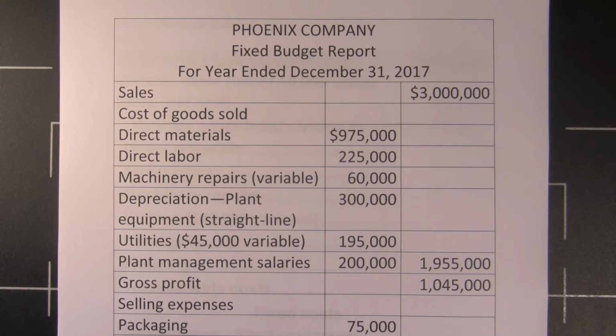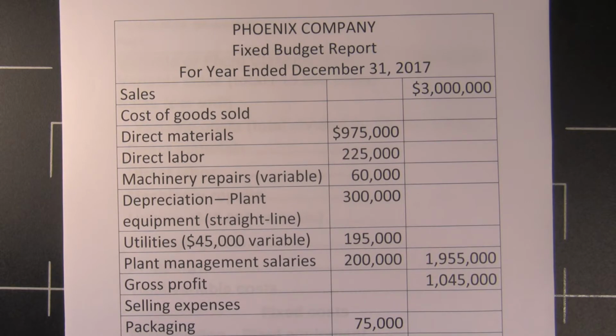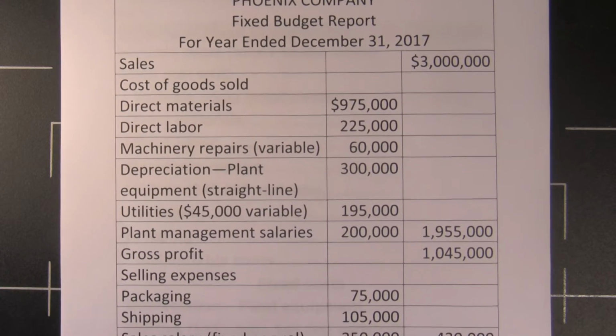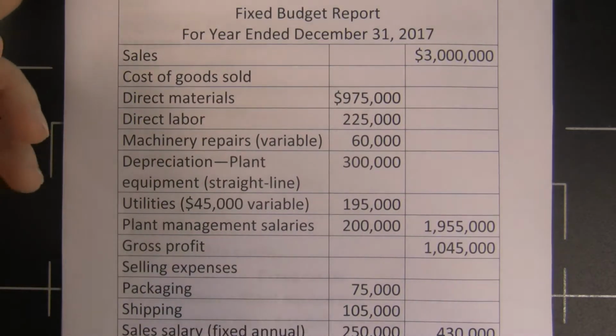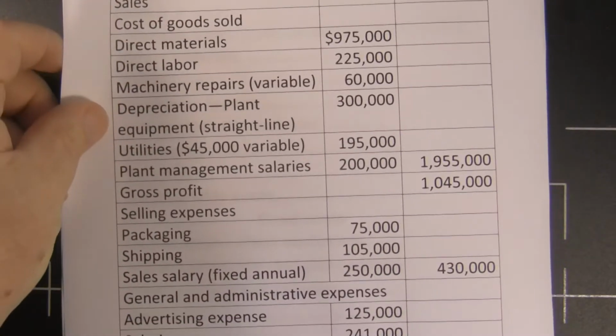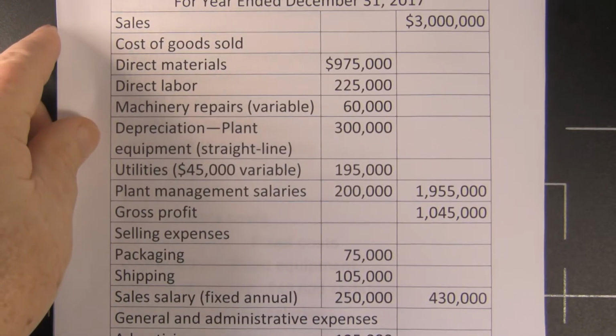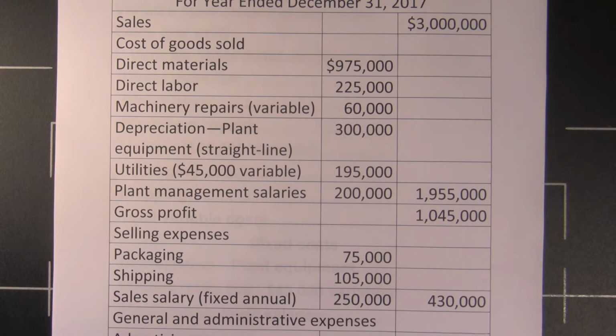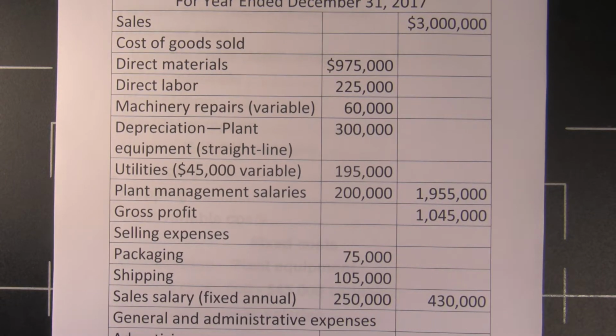Problem 21A is an exercise in flexed budgeting. And flexed budgeting always starts with the fixed planning budget, and that's what they give us here. The first thing they ask us to do is to go through and identify which of these items are fixed cost and which of these items are variable cost. Well, let's go through and identify that.